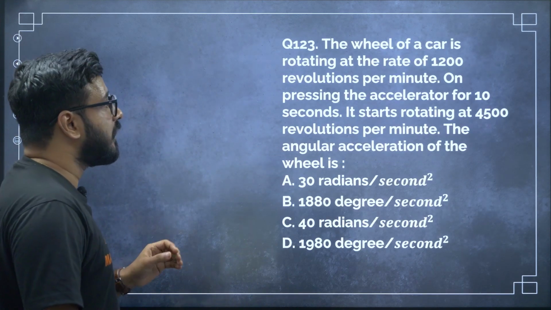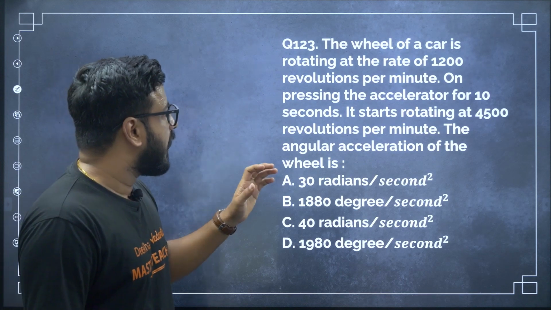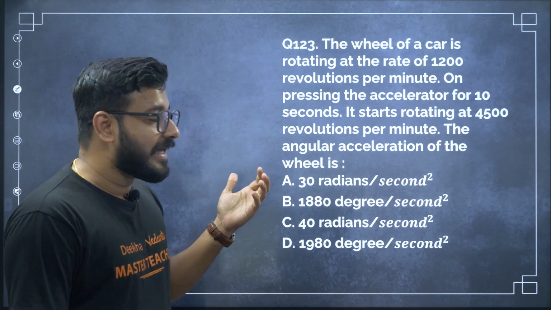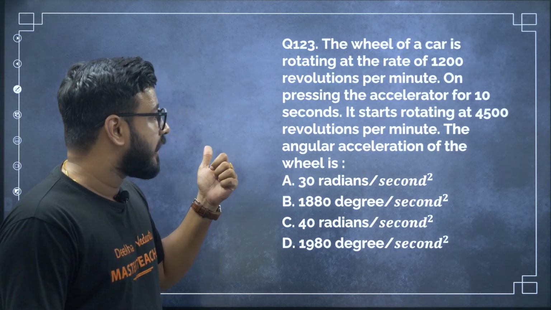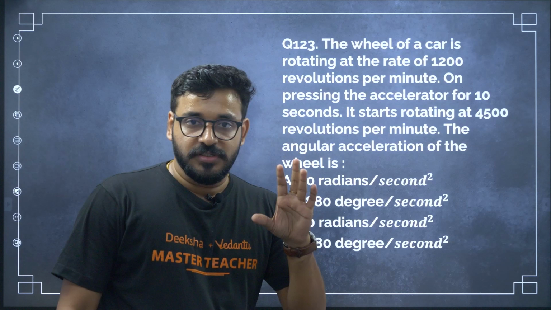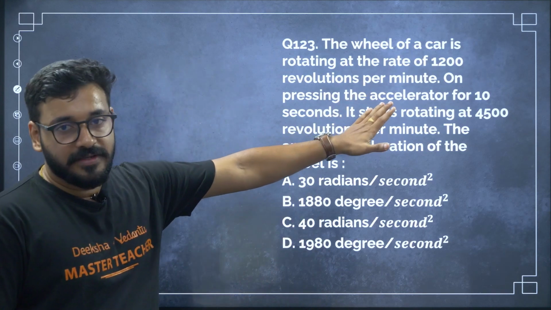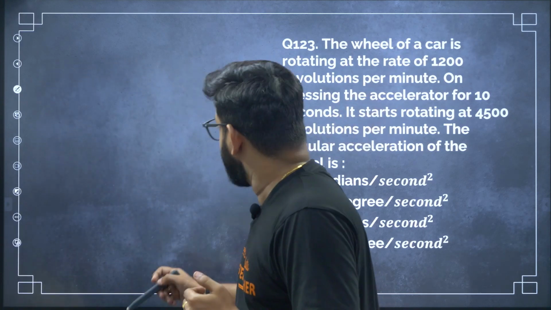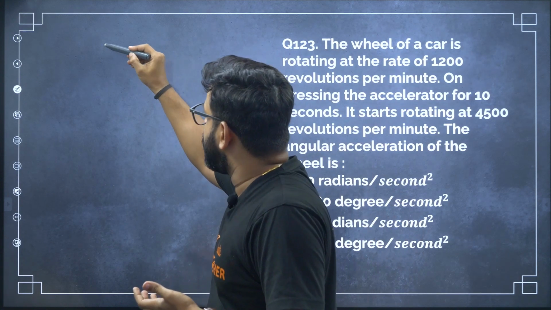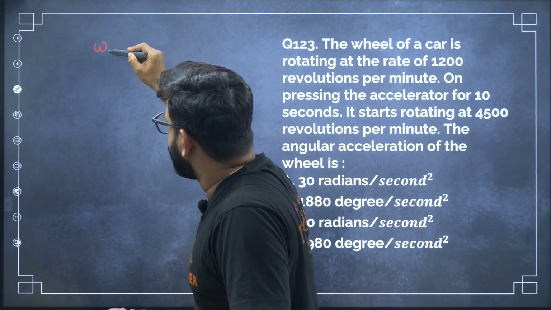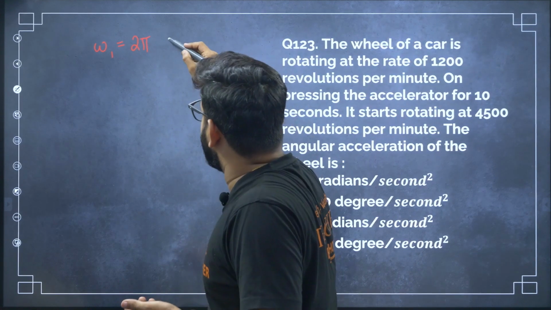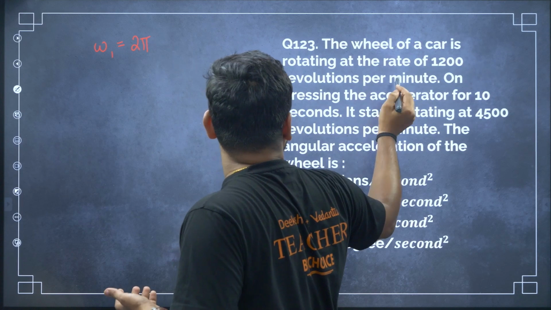The next question is: a wheel of a car is rotating at a rate of 1200 revolutions per minute. On pressing the accelerator for 10 seconds, it starts rotating at 4500 revolutions per minute. What is the angular acceleration? This is very simple because they have given a lot of things in the question. They have given the initial rotation, that is omega 1, which is 2 pi into frequency, that is 1200 revolutions per minute.